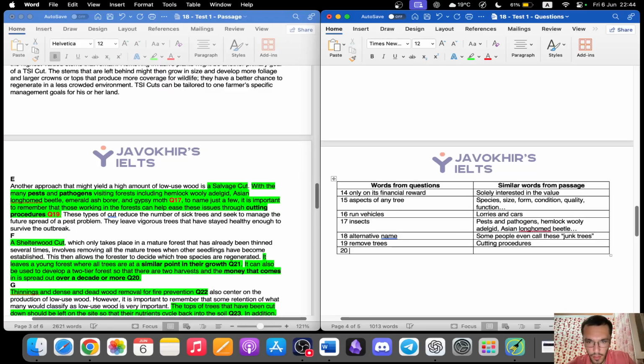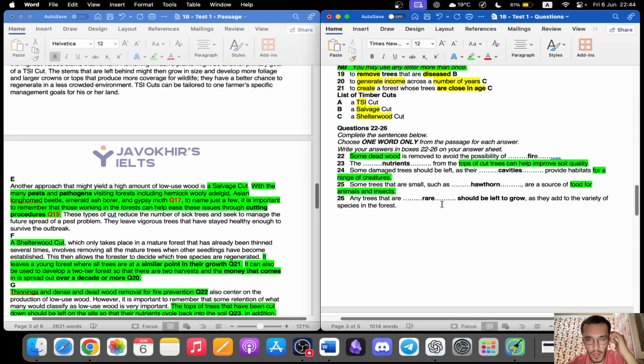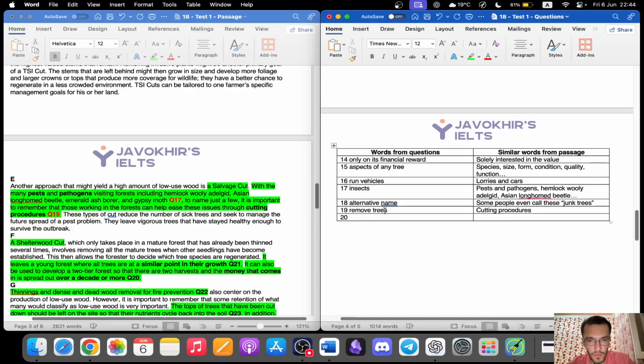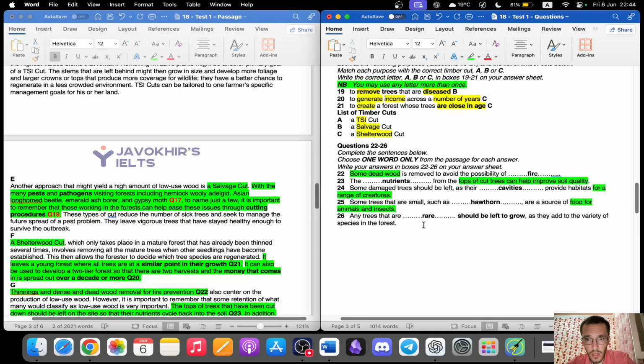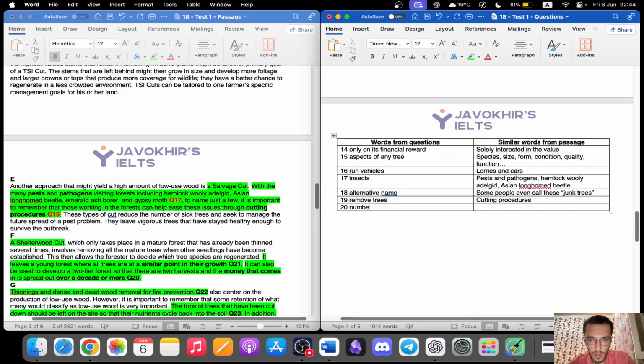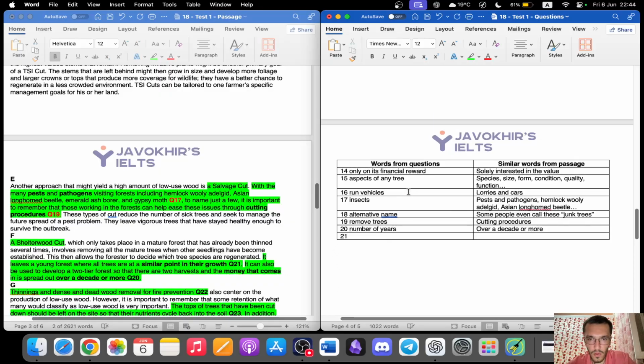So we are with the 20. I think you can understand the logic for number 19. Remove trees that are diseased. Disease means they're being attacked by these pests and pathogens, like the hemlock, woolly adelgid, Asian long-horned beetle, and so on, right? So I think you can understand the logic here. I don't have to write them all. Generate income across a number of years. Number of years means over a decade or more.